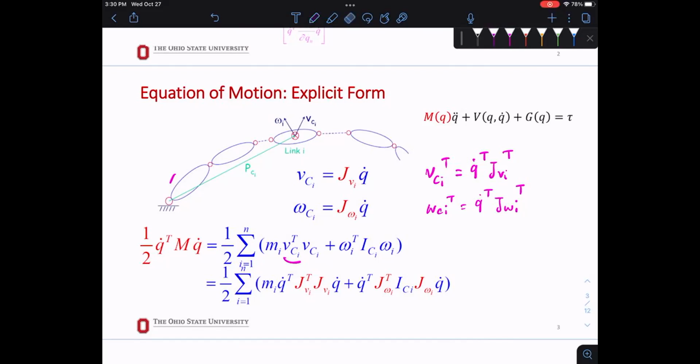All right, so we created V_Ci transpose based on the Jacobian. We have V_Ci based on the Jacobian. Same for the omega. I can just replace them, right? So I'm substituting them and you see what is happening. This is the summation from i equals 1 to n. q dot is not changing with i, it's a fixed constant, just a vector of your joint variables. You can factor it out, q dot here and q dot here, and all you have is your Jacobians, right?